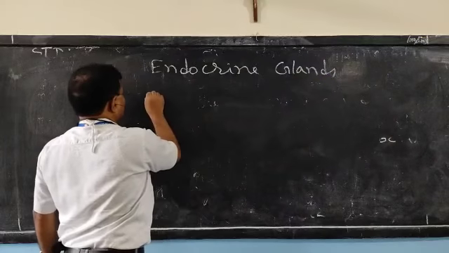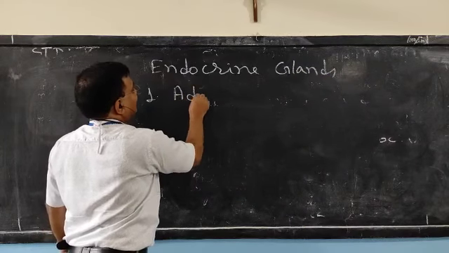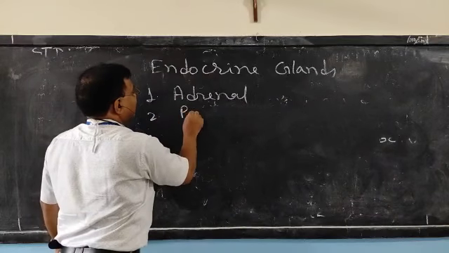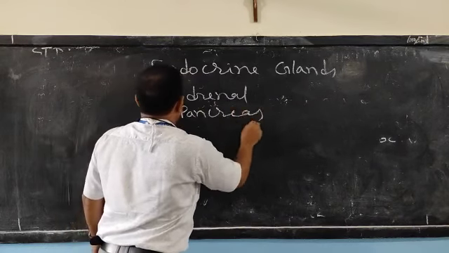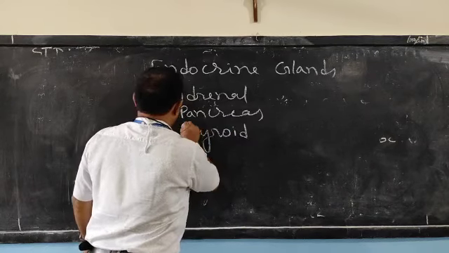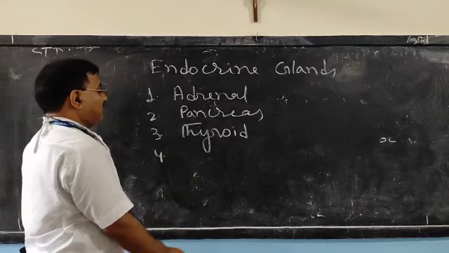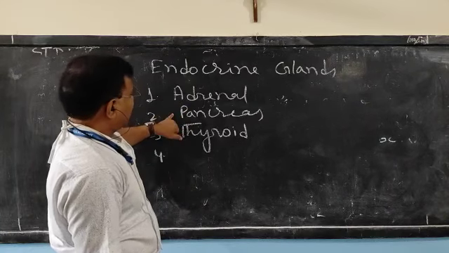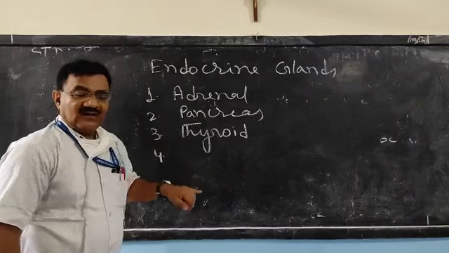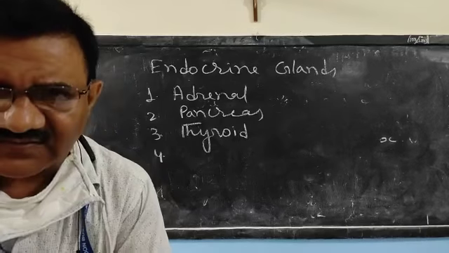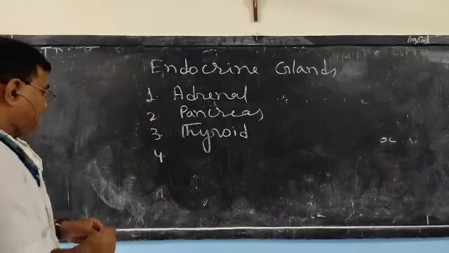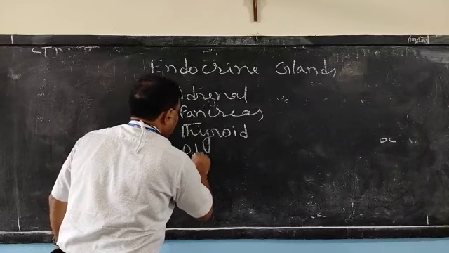Number 1 is the adrenal gland. Number 2, pancreas. Number 3, thyroid. And number 4 is the pituitary. Adrenal, pancreas, thyroid, and pituitary.